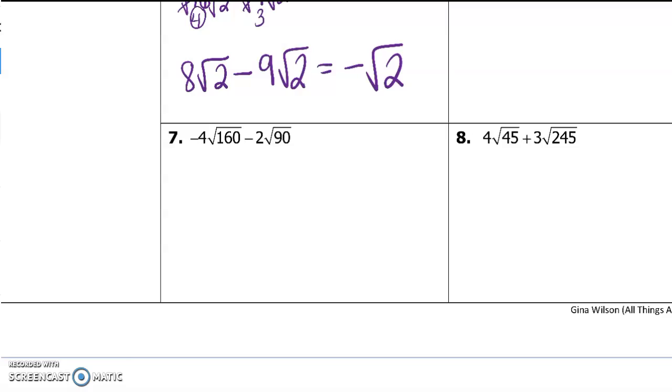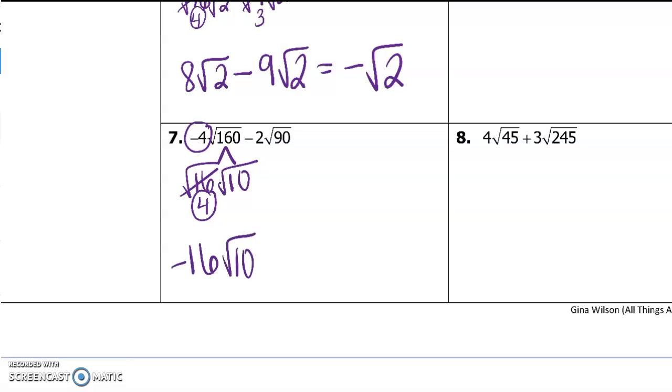Number 7, breaking down 160 would give us 16 times 10. Square root of 16 is 4. So we have this negative 4 times this 4 gives us negative 16, and then the square root of 10. If you want to just right away bring down the minus sign, you can do that.